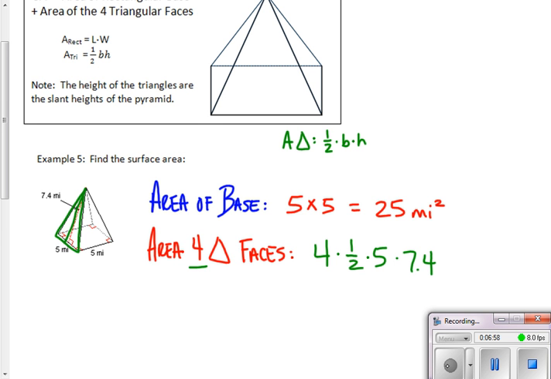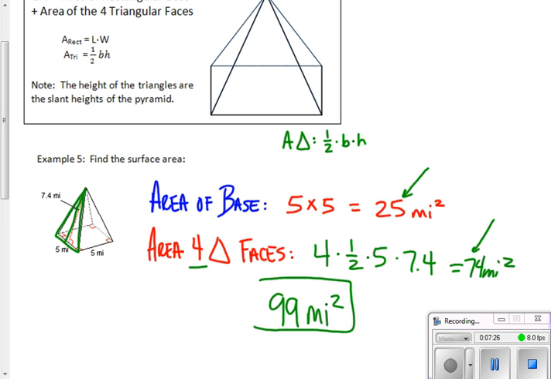Next, go ahead and do all your computation there, all that multiplication, and you would wind up with 74 miles squared. So we have 74 miles squared. Now, to figure out that total surface area, you need to take all the faces and add them together. Well, we have the base of 25. We have the 4 triangular faces of 74, which would give us 99 miles squared would be the total surface area of that square pyramid.